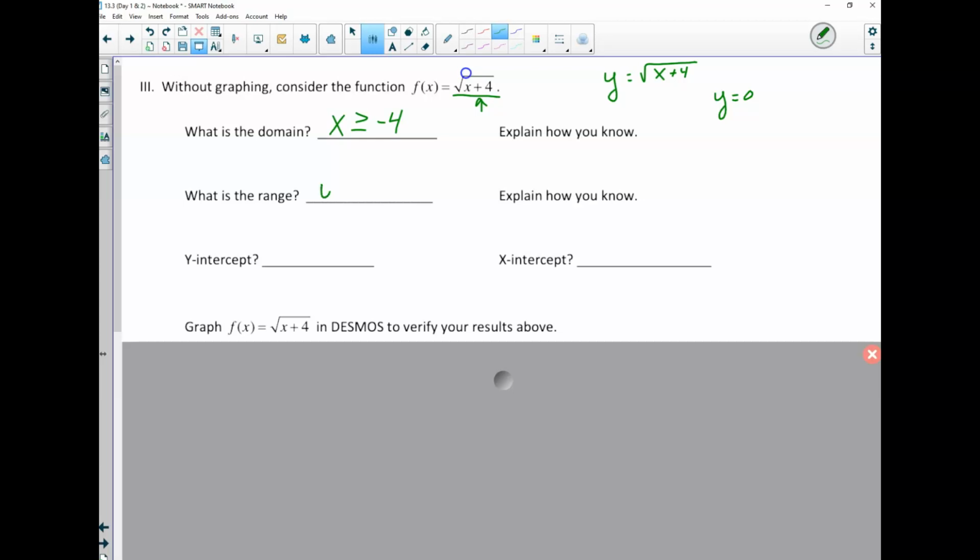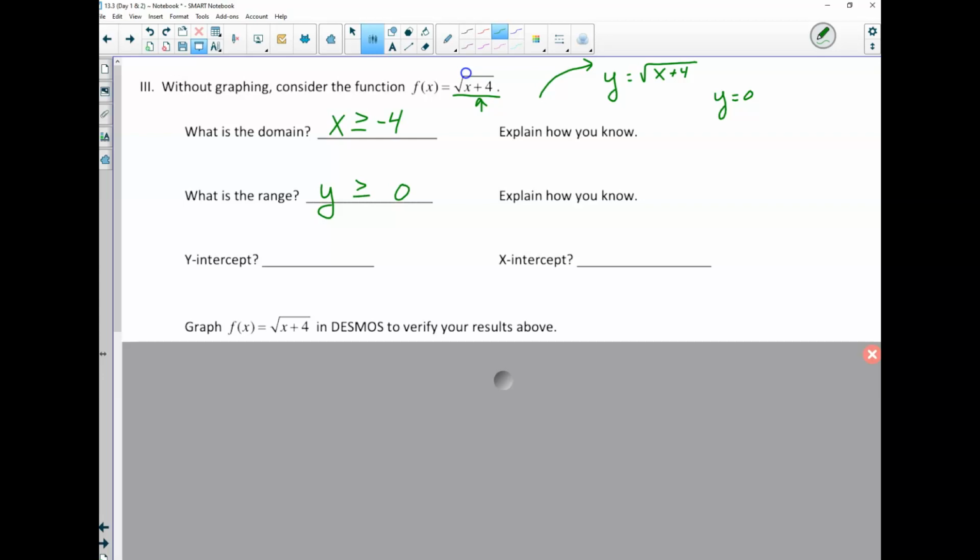So my range is y, and my critical value I'm talking about is going to be 0. Because this is a positive root, think of our function, it's going to hook up like that. And if I put a number bigger than -4, like if I put a 0 in there, I'm going to get 2. So it's going to go to y's that are bigger than or equal to 2.